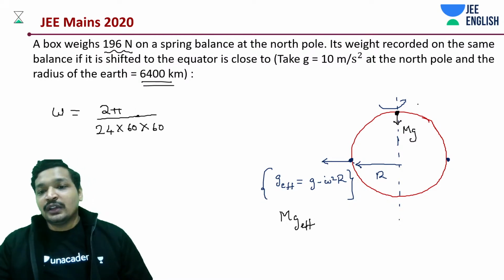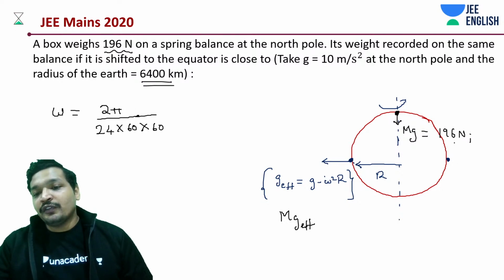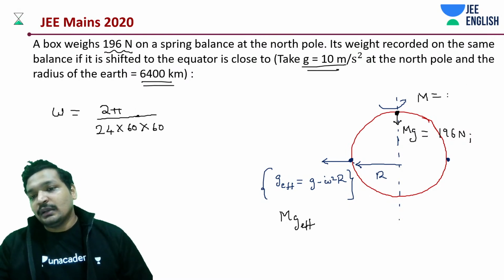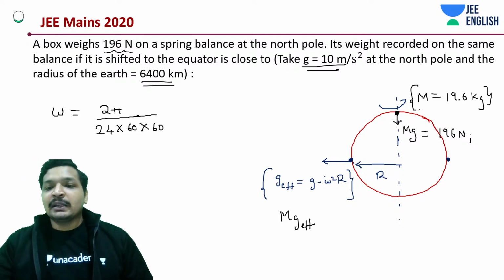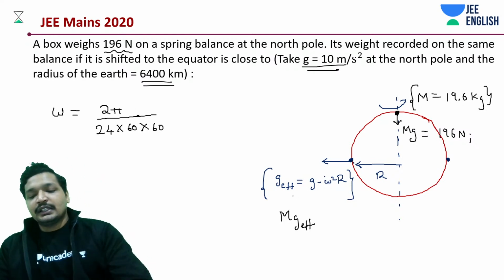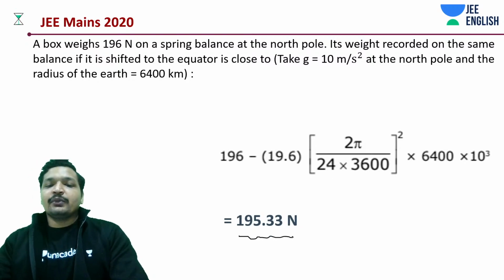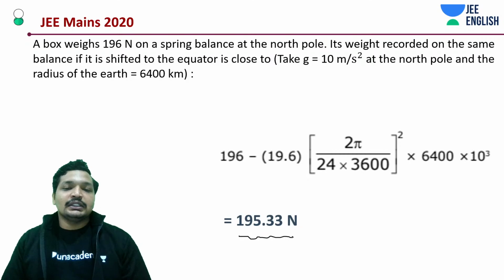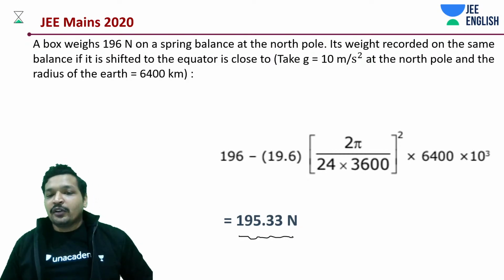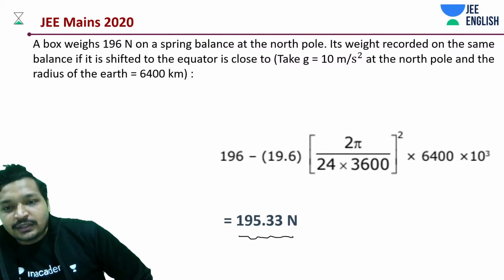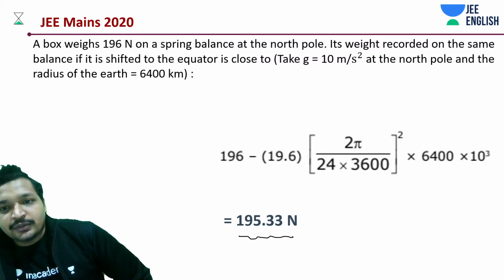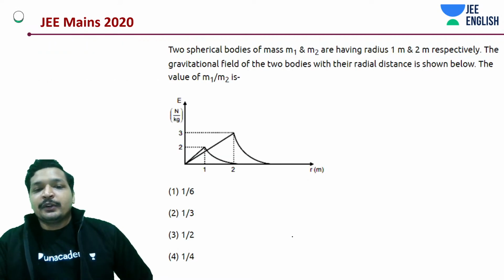So from this, we know mg is given to us as 196 newtons. That means the value of m is how much? They said take g is equal to 10. Means it's 19.6 kgs. You simply multiply this 19.6 kgs with the g effective, and you'll get it approximately to be like 195.33 newtons. Definitely this takes a lot of time to do, so hence what do you think? Anyone to do it?